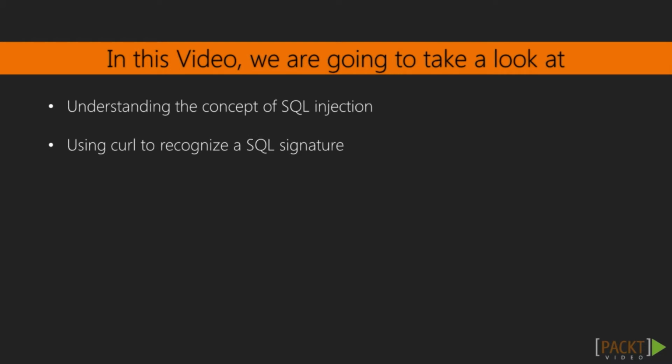In this video, we're going to take a look at SQL injection. We'll understand the concept of SQL injection and how it works. We'll also use curl to recognize a SQL signature. The reason we say SQL signature is because certain errors will show if our SQL injection worked. Errors that are associated with SQL errors are what we will define as an SQL signature. Not all errors are signifiers of injection though.